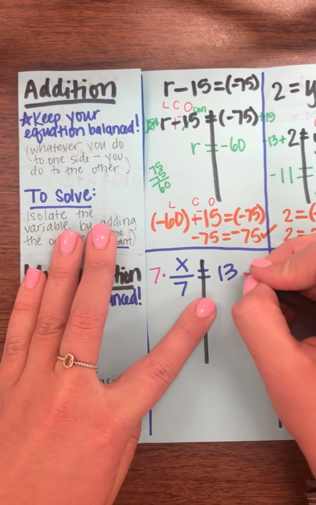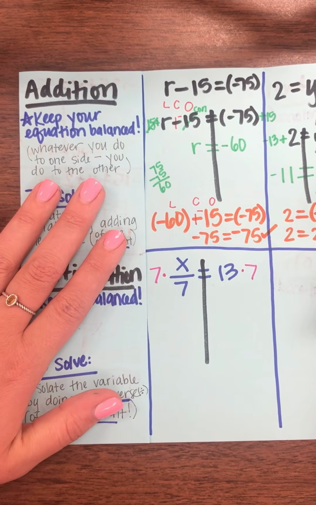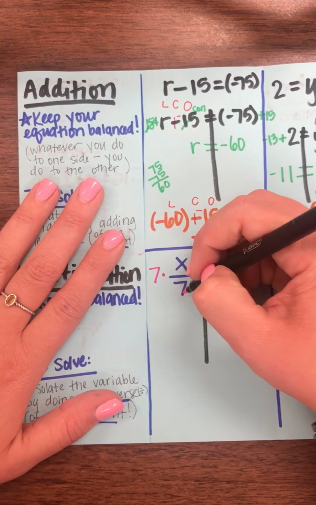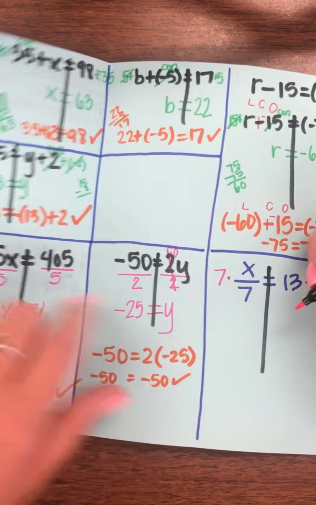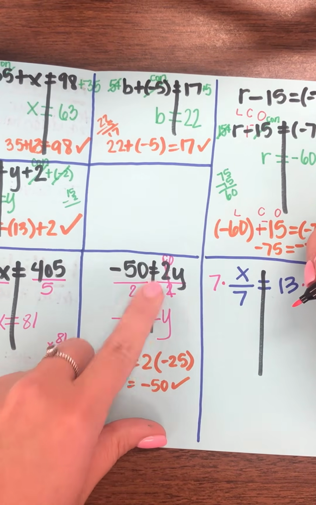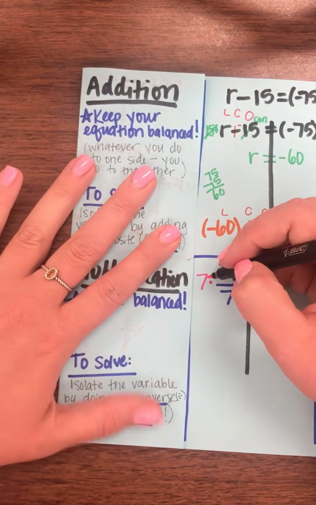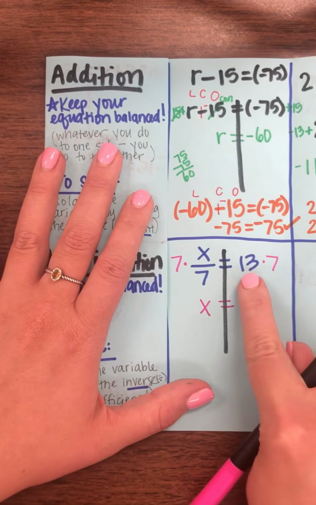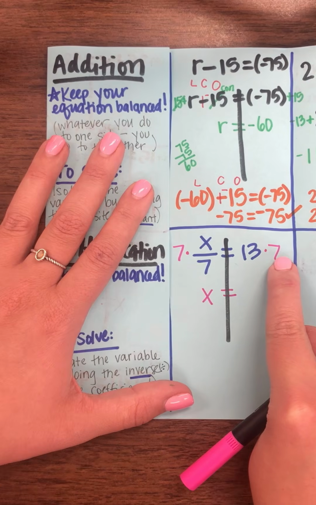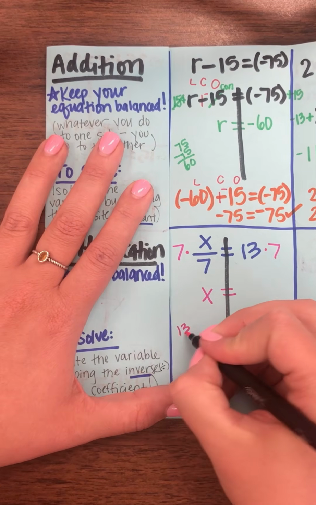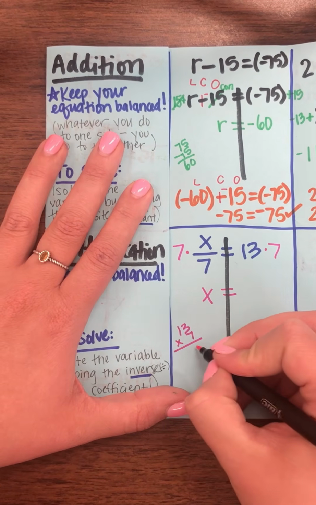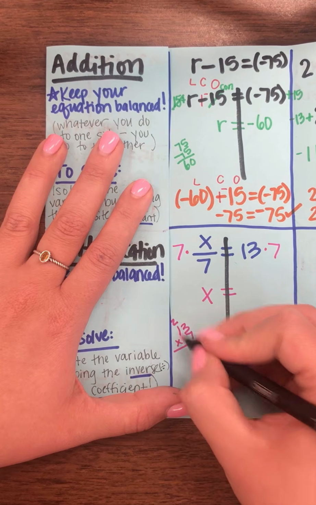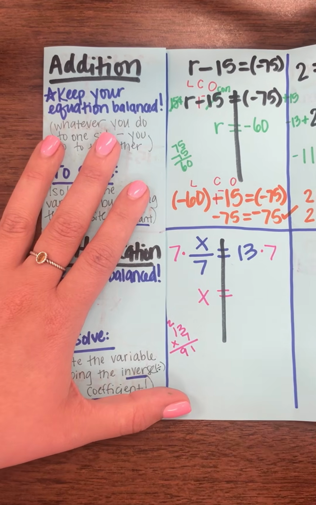Whatever we do to one side, we do to the other. Here, 7 divided by 7, just like over here, 2 divided by 2 would be 1y. 7 divided by 7 would be 1x. 13 times 7, we might do some scratch work somewhere on the side of our problem. 7 times 3 is 21. 7, 8, 9. We get 91.